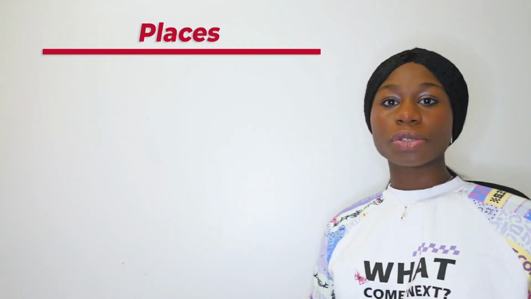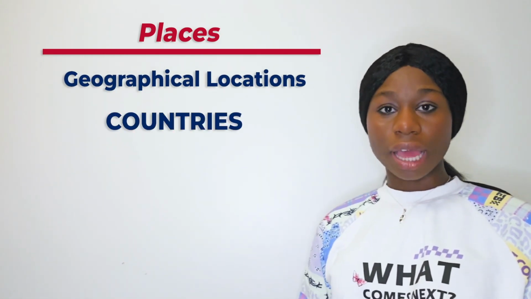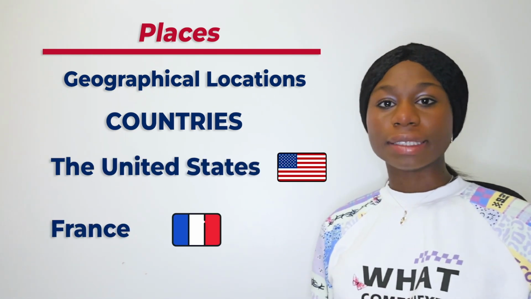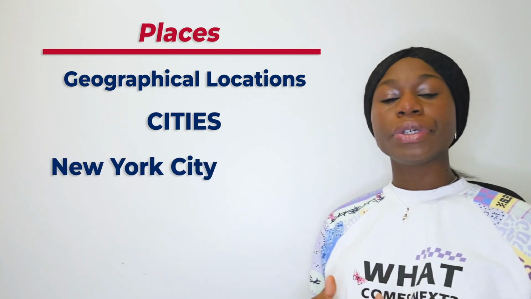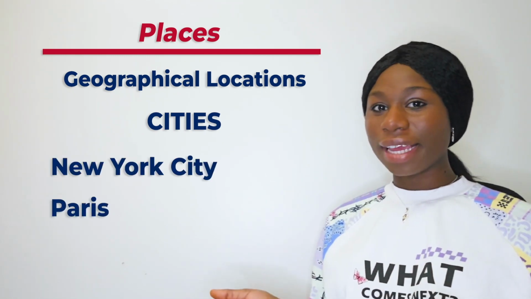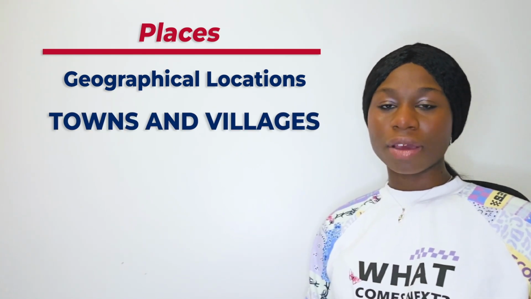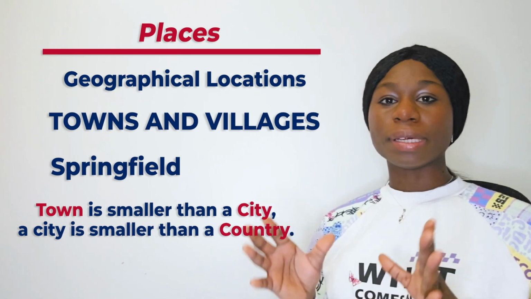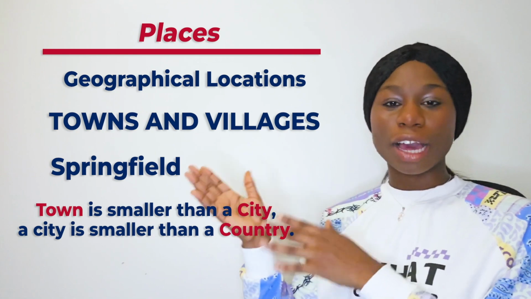Now let's go to naming places in English. First, we will talk about geographical locations. We have countries, for example, the United States, France. We also have cities, for example, New York City, Paris. We also have towns and villages, for example, Springfield. So you need to know that a town is smaller than a city, which is smaller than a country.